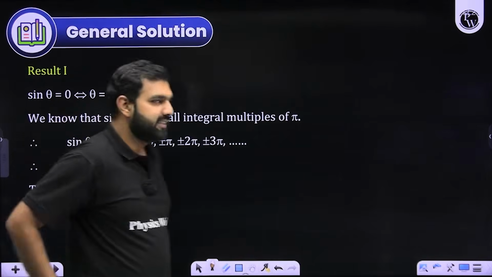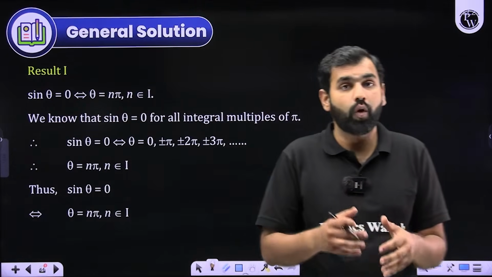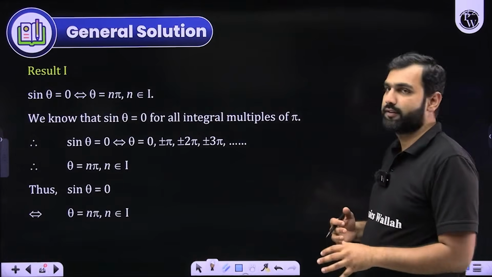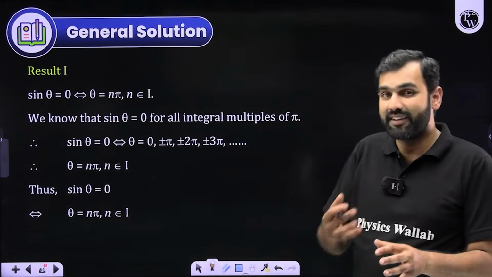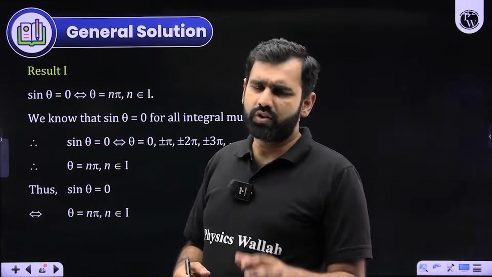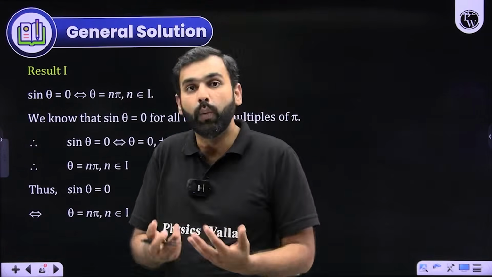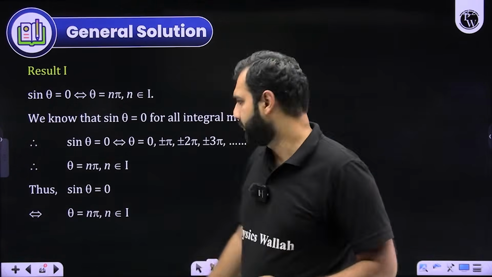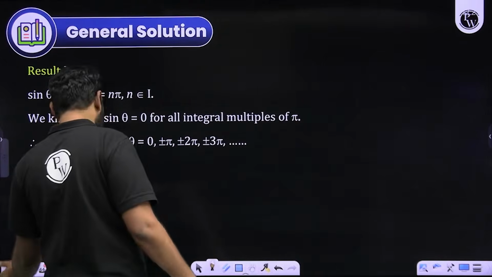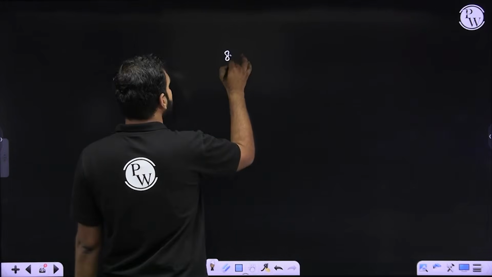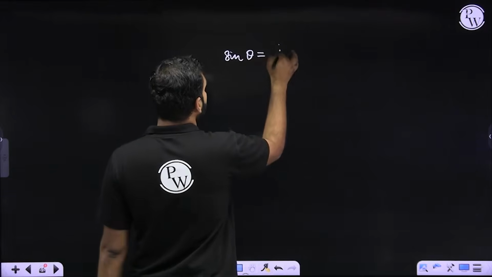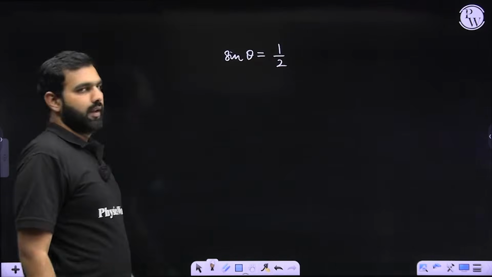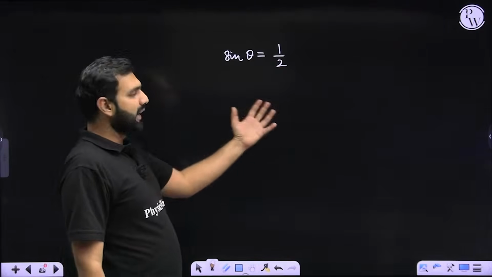Now, this is the part from where we'll talk about the general results, general solutions, standard solutions, or particular solutions of trigonometric equations. What does it mean? Let me try and make you understand this result. Let's say I tell you that sine theta is equal to 1 by 2. Now, what if I ask you to write its general solution?